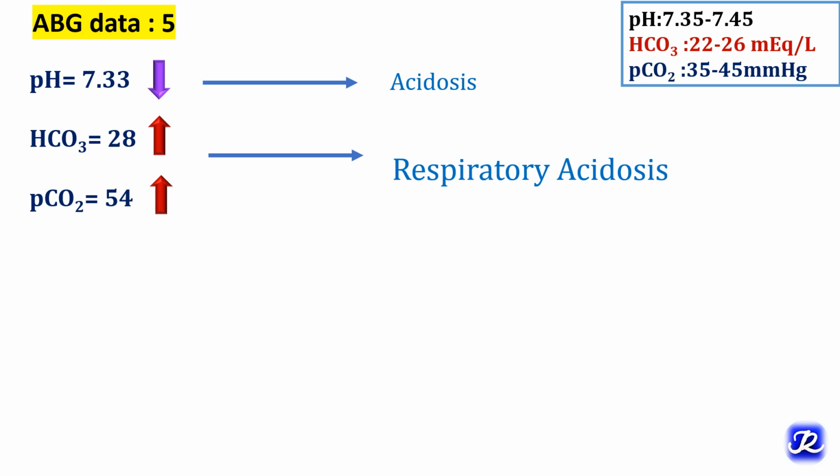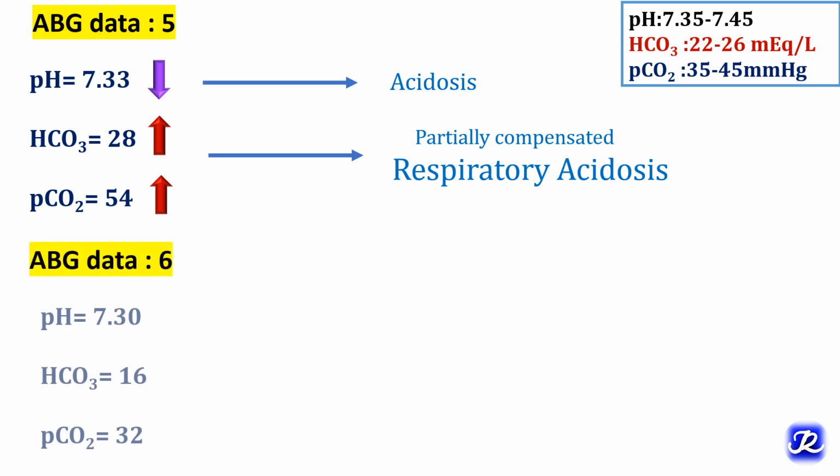Now we have to identify whether it is a full compensation or partial compensation. For that we need to take a look at the value of pH. When the pH is not normal, the compensation is not full. So it is partially compensated respiratory acidosis.